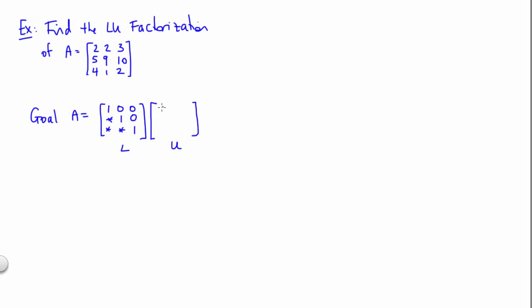U is an upper triangular matrix, so it can have any entries on or above the diagonal, so any real number entries, but should have zeros in these positions here. So let's just say star represents any real number, and there we have our description of the LU factorization.